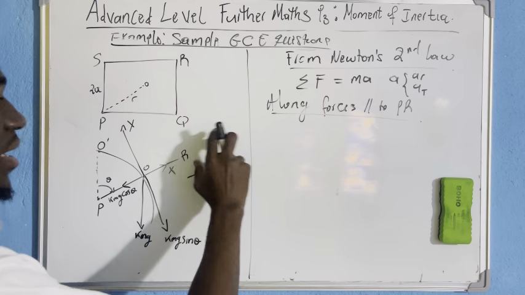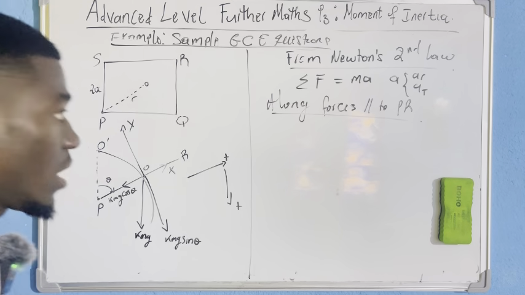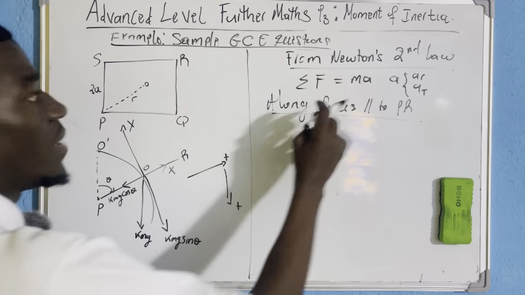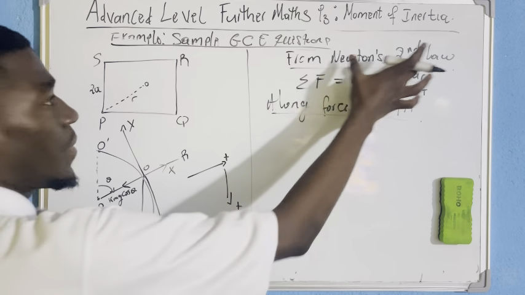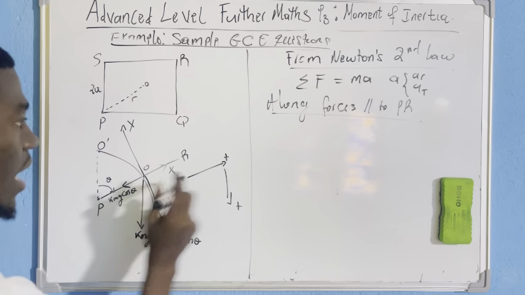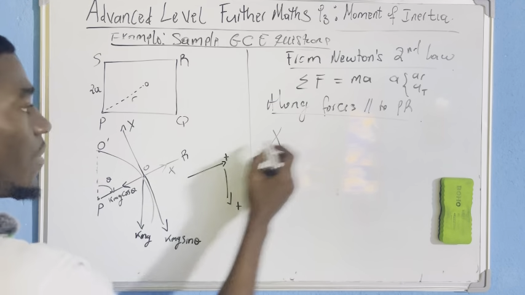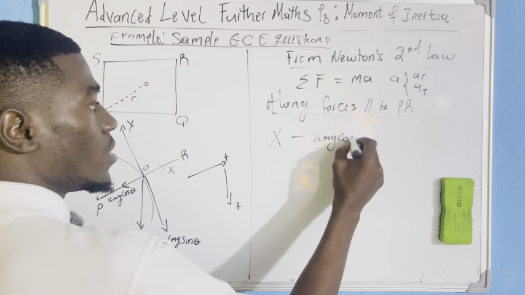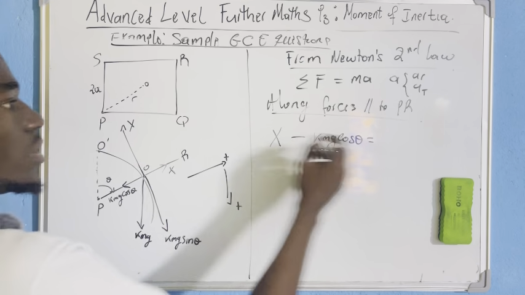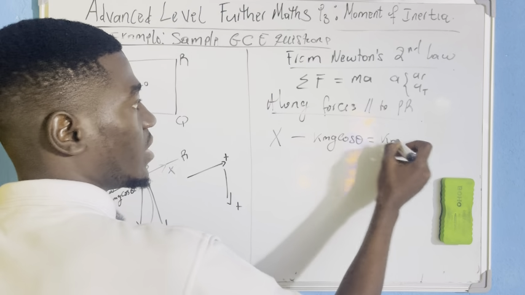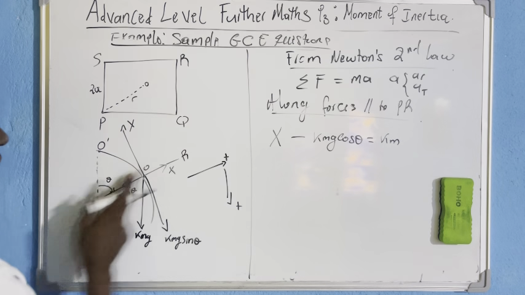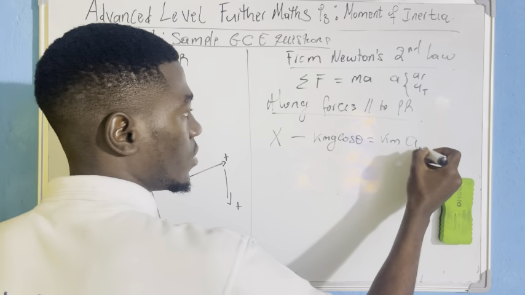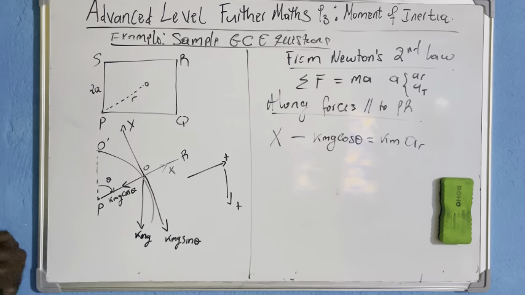So those are my directions, positive direction from my diagram. It means that when I apply Newton's second law along forces parallel, X will become positive, minus kmg cos theta will become negative, equals to the mass, which is km, times which acceleration? Here you are talking about radial or normal acceleration, because the acceleration is directed toward the center.